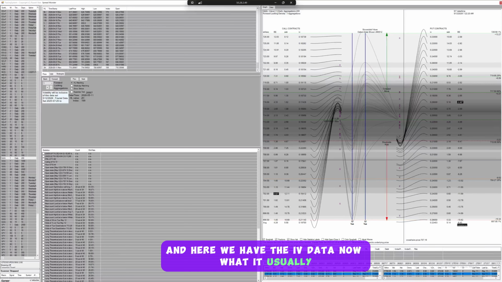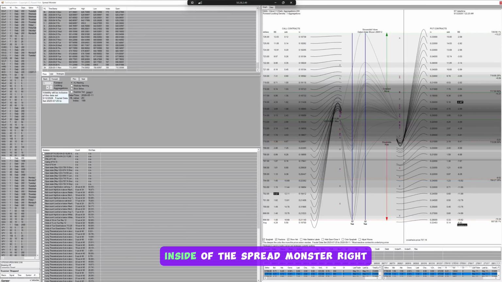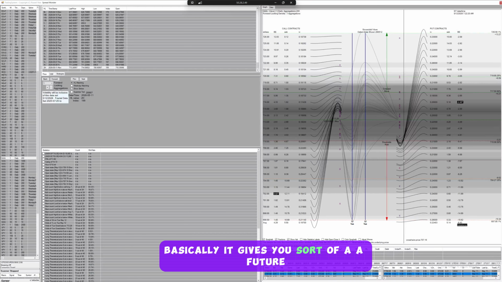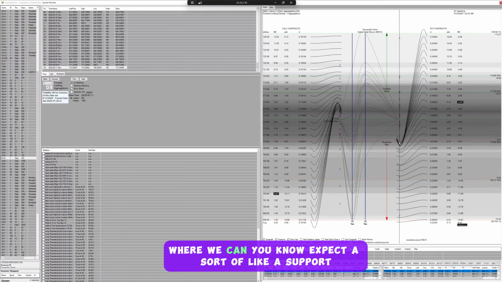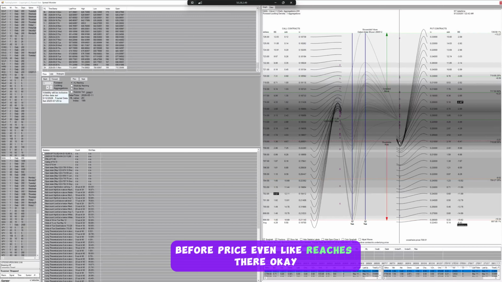Now, what it usually does is that these aren't like random support and resistance lines. These are all important lines generated from the IV data inside of the spread monster, right? Basically, it gives you sort of a future possibility of movement of price, telling you where we can see consolidation, where we can expect a sort of support before price even reaches there.